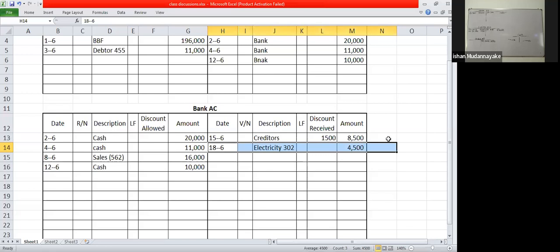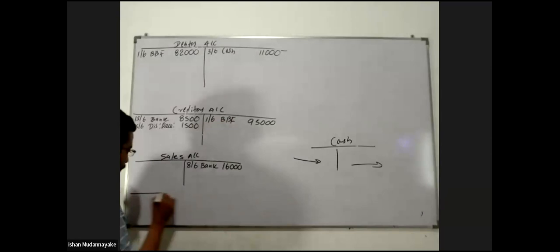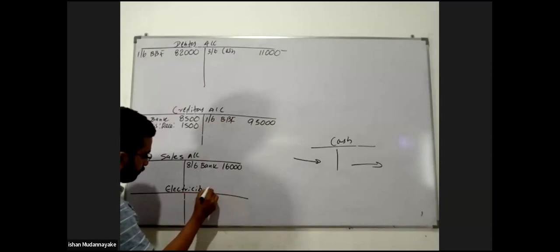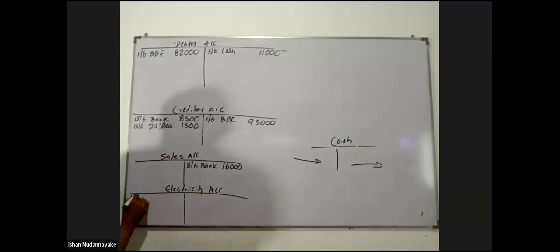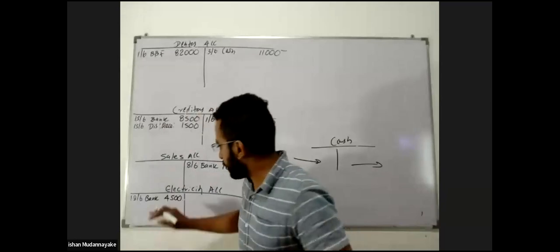And then electricity expense account debit. Quickly draw the electricity expense account. Bank credit, electricity expense account debit. Then prepare the electricity account. Electricity account debit, 18 June, 4,500.